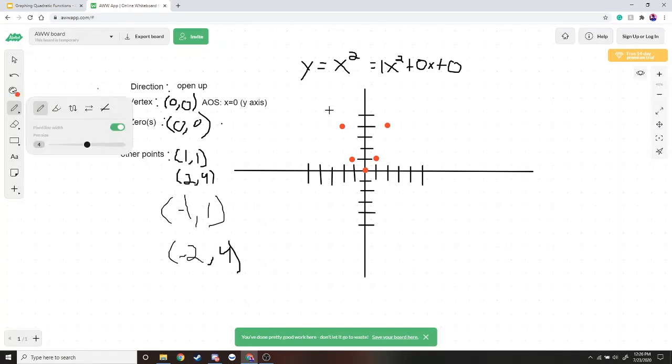Finally, all we have to do is draw the parabola. We're going to draw a line going through all the points, creating a minimum down here, and going back up. You end it with an arrow on both sides, meaning it's going to continue its way up forever.